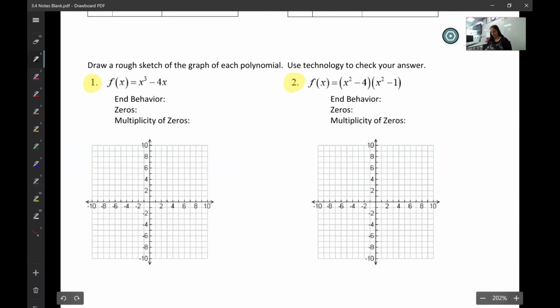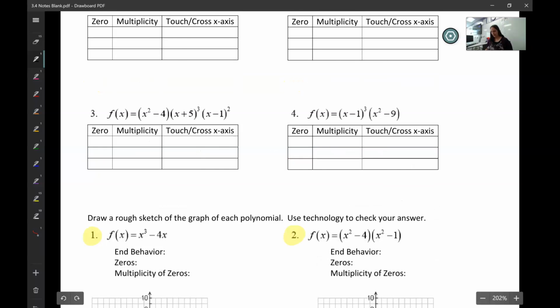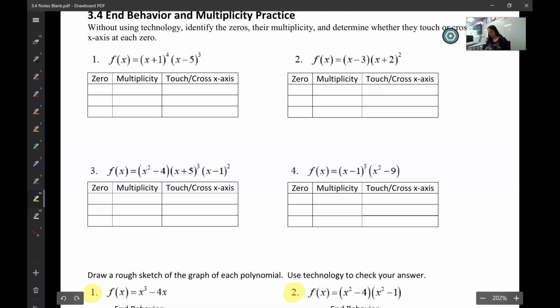We're done. And with that, you should be able to do 1 and 2 on your in-class practice. That's very similar to what we just did. And then you'll also want to do 1 and 2 up here for your homework. And then you can also get started on your Canvas homework.